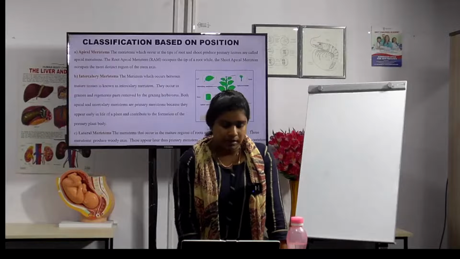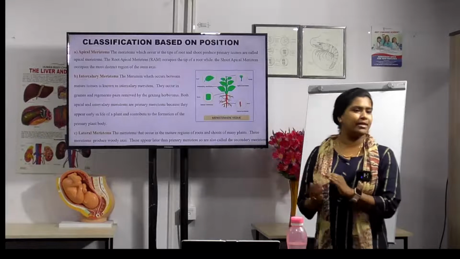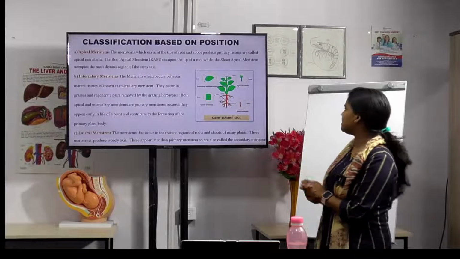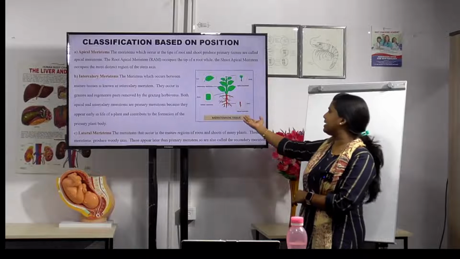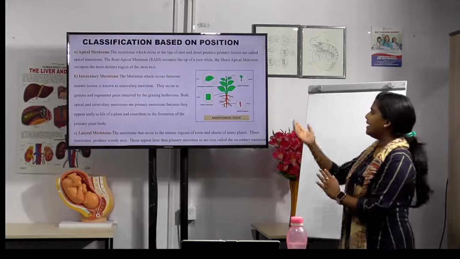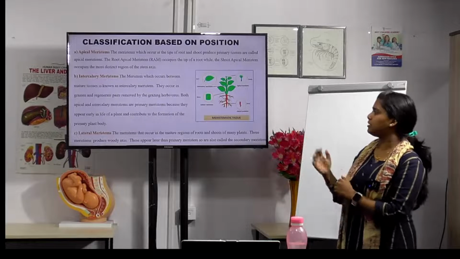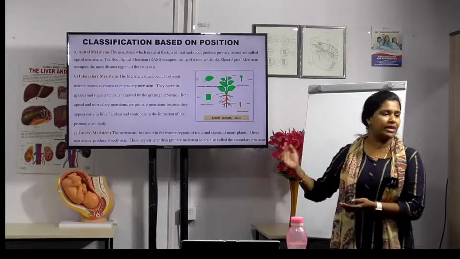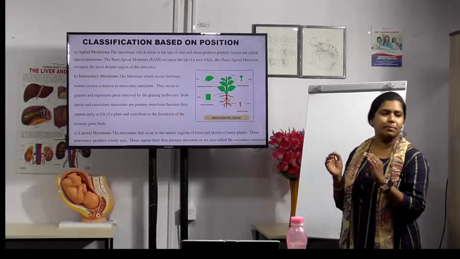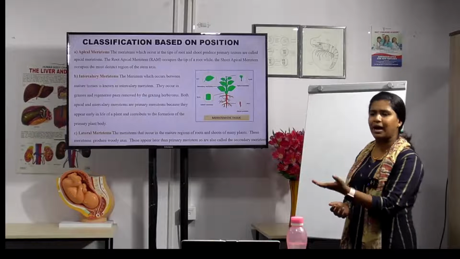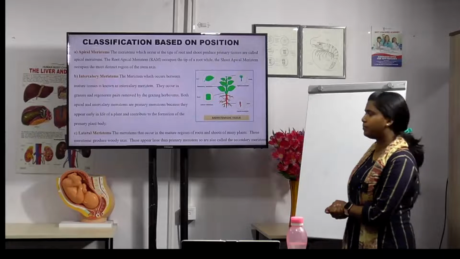Okay. Now let us see the classification of these based on the position where they are located. One is apical meristem. Apical meristem means if they are present at the tip, the top tip or the bottom tip, it is called apical. Intercalary means if they are in between tissues, between mature tissues, they are intercalary meristems, whereas lateral ones will be present only in mature cells, maybe in the plant, maybe its roots or shoot, only in mature cells.